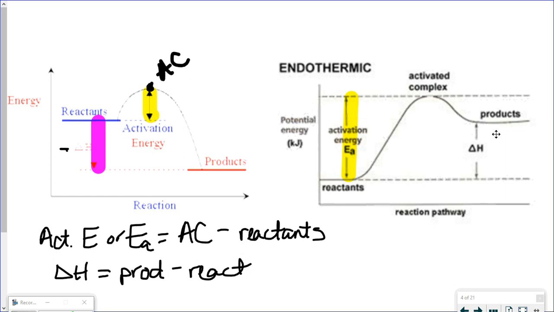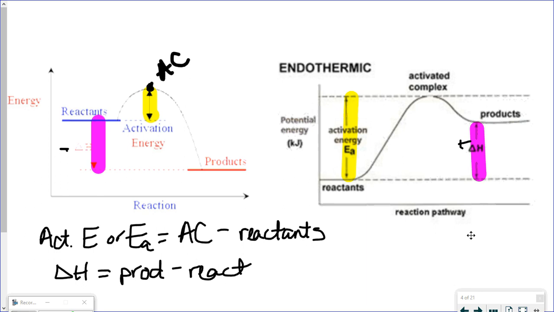They also noted our heat of reaction, the difference between the products and reactants. And here, the products have more energy than our reactants, so this should be a positive delta H value, meaning this is representing an endothermic reaction that is absorbing heat.